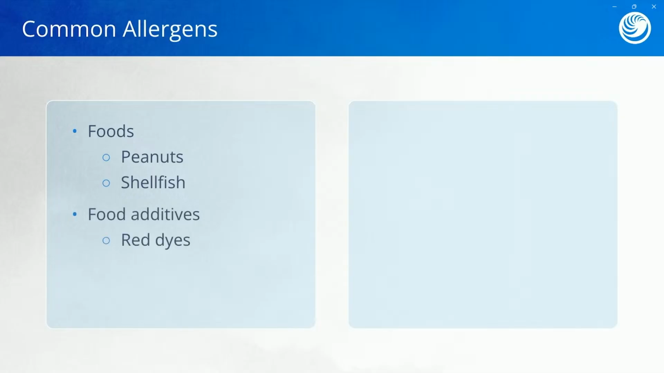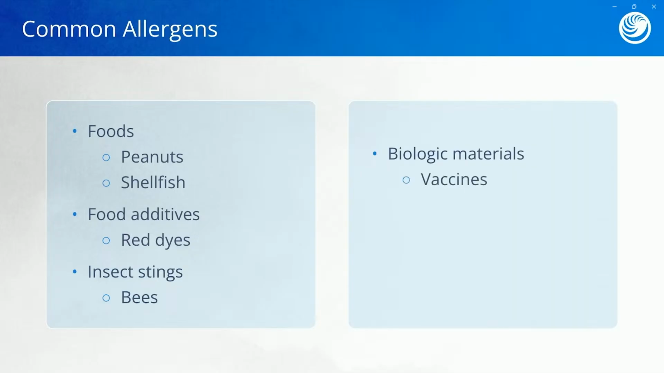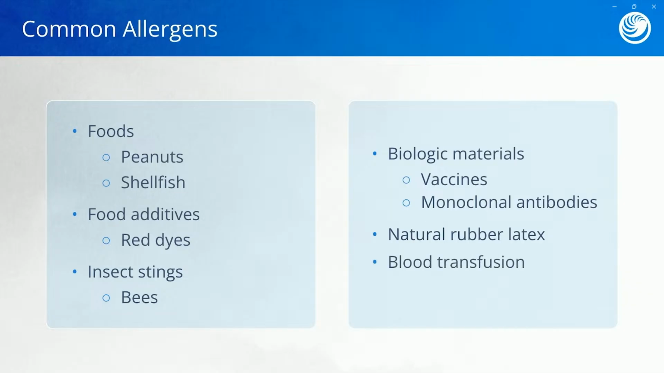Common allergens. What kind of food are we going to see that causes this response? We can see peanuts, we can see shellfish. Food additives will also do this to our patients, so red dyes. Bee stings is a really big one, high yield on your NCLEX. Biologic materials can do this, whether it's vaccinations or even antibody therapy. Rubber latex and blood transfusions are going to be the two major things that you're going to see on your NCLEX when it comes to anaphylaxis.